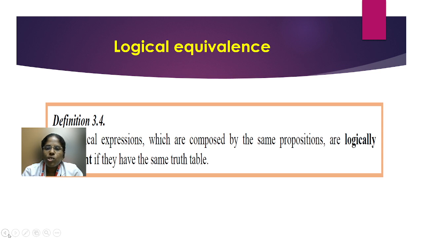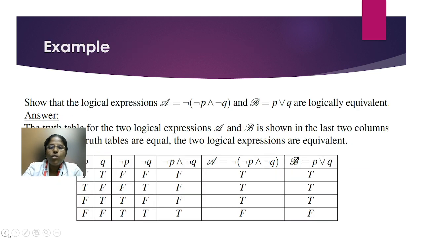Two logical expressions which are composed of the same propositions are logically equivalent if they have the same truth table. So if one logical expression and another logical expression have the same truth table, I can say the two logical expressions are equivalent. Here, show that the logical expressions A as negation of (not P and not Q), and B as P or Q, are logically equivalent. I will explain by doing this one.